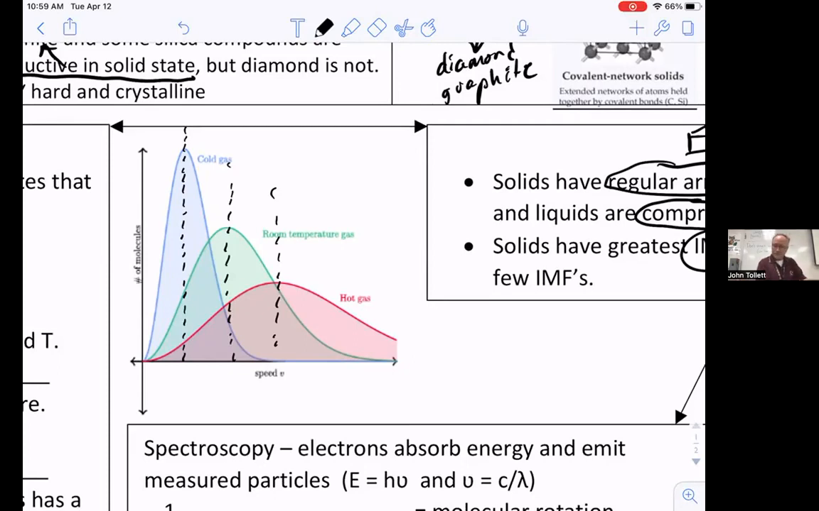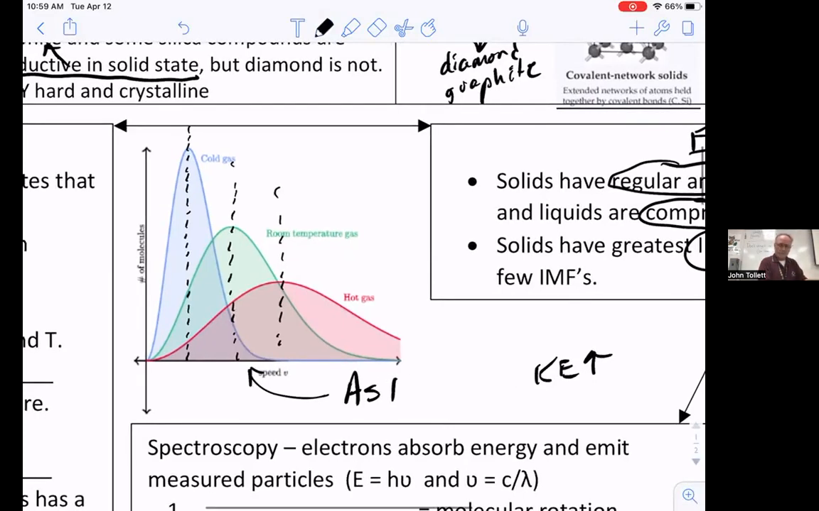Anyway, what you need to know is that as T is increased, the kinetic energy is also going to increase. You know what? I could draw arrows. Let's do that because I like arrows.